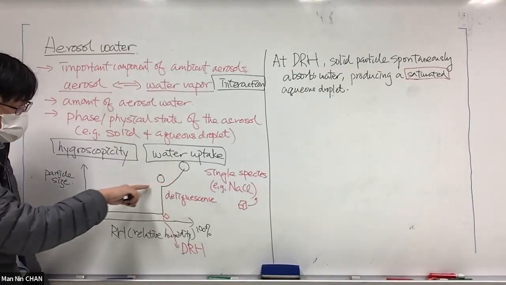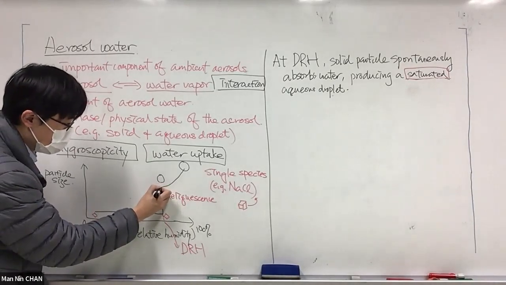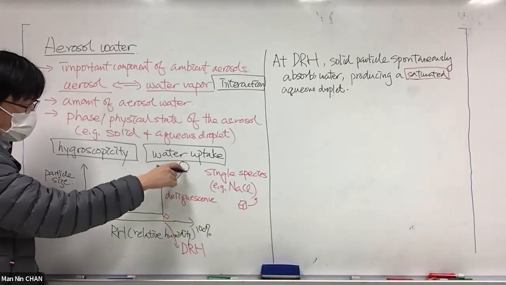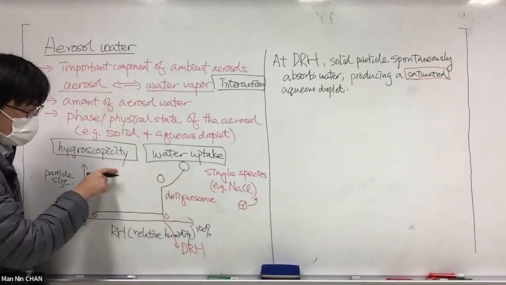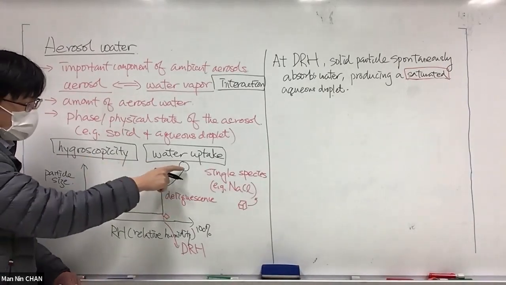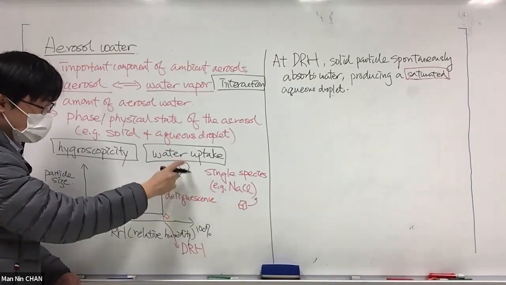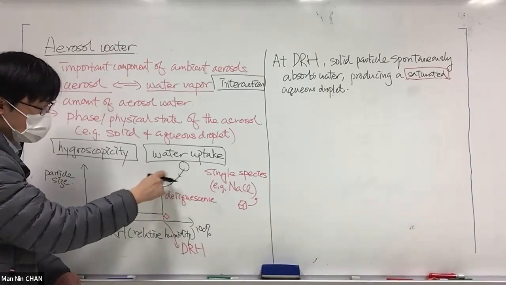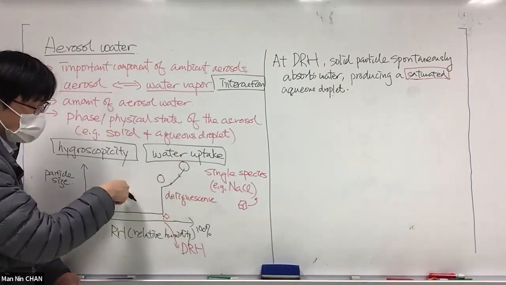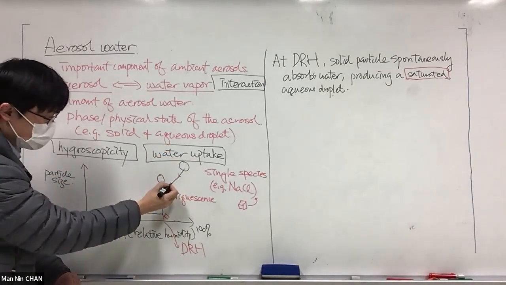You can also expose it to decreasing RH. So you have the same droplet, now exposed to decreasing RH. What will happen if you decrease the RH? Then you have water evaporation, and this is an equilibrium, so it will just decrease in size. This is increasing RH, this is decreasing RH, and your size will decrease.